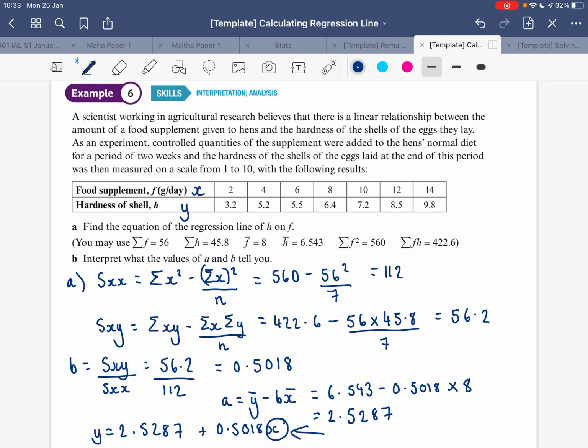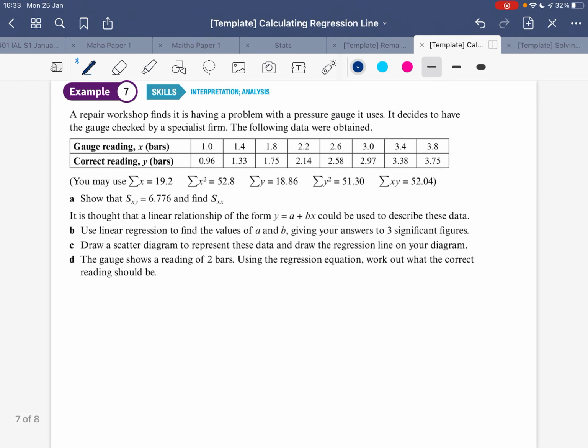Okay, so that's that. And then the very last example, if you are still listening, I don't blame you if you're not. A repair workshop finds that it is having a problem with a pressure gauge it uses. It decides to have the gauge checked by a specialist firm. The following data were obtained. The reading is giving you, so this is the faulty gauge, and then on the correct gauge, it's giving you something else. Show that SXY is 6.776 and find SXX. Okay, so part A.